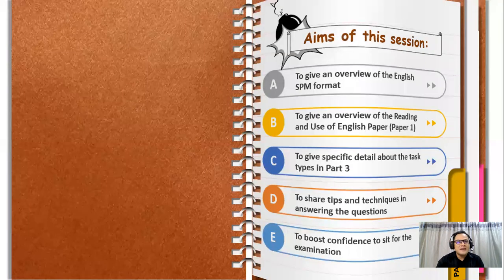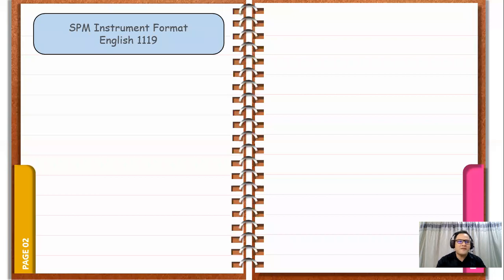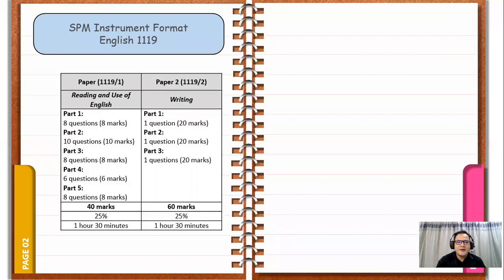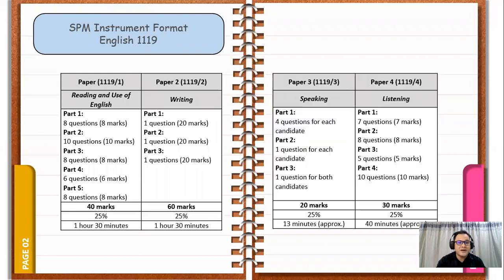Now, let's look at the SPM instrument format for English. Okay, so there are 4 papers. Paper 1, we have reading and use of English. Paper 2, writing. Paper 3, speaking. And paper 4, listening. Of course, we will focus specifically on part 3 of paper 1 in this session.